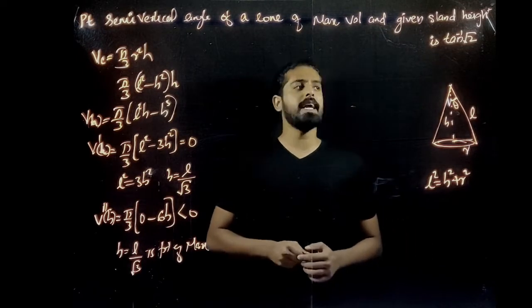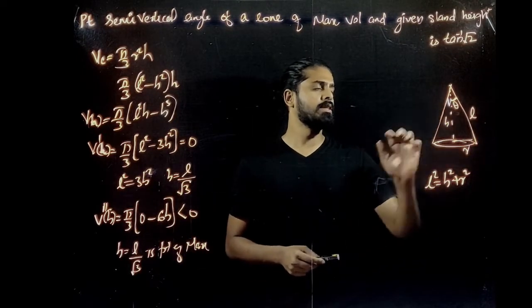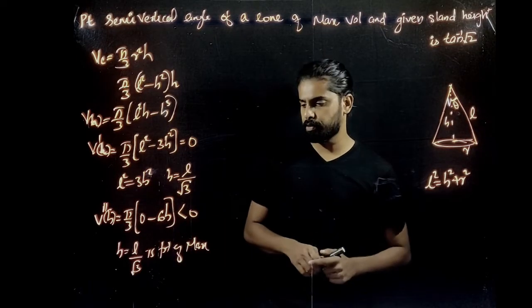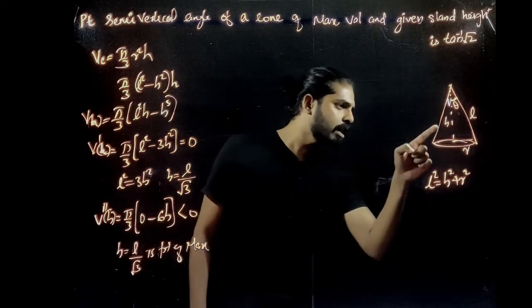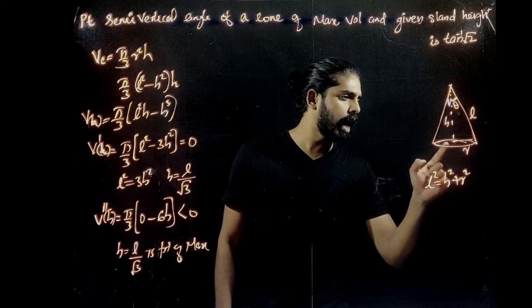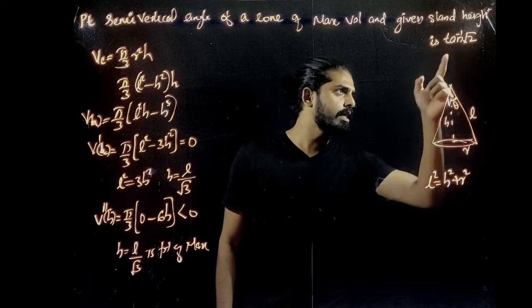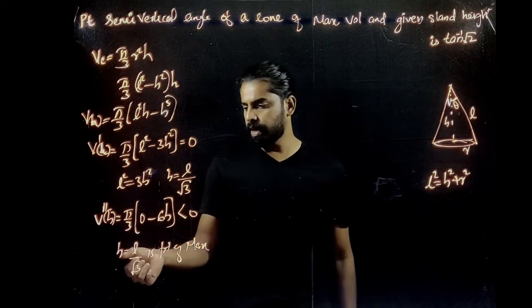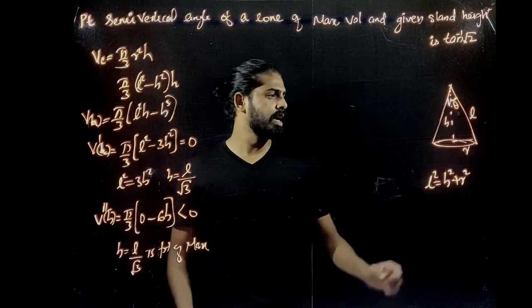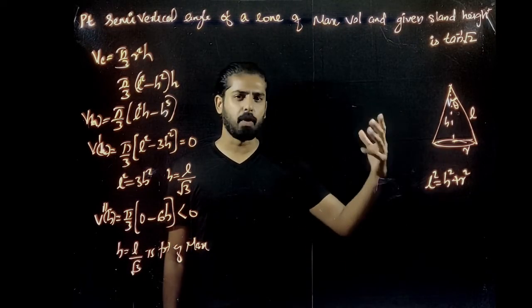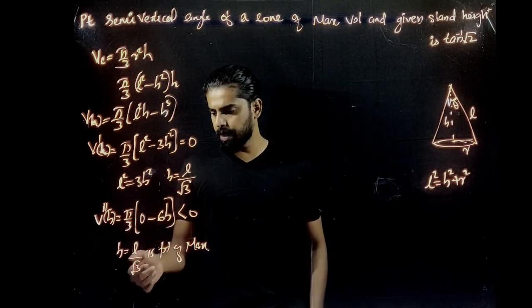But what we have to prove is that this angle is tan inverse root 2. That means tan theta is equal to root 2. This is what we have to prove. So tan theta means r by h. We need a relation between r and h to get tan theta equal to root 2. Now what we got is a relation between h and L, but we need a relation between r and h to derive an expression for tan theta.